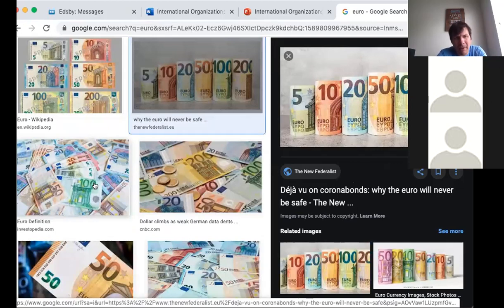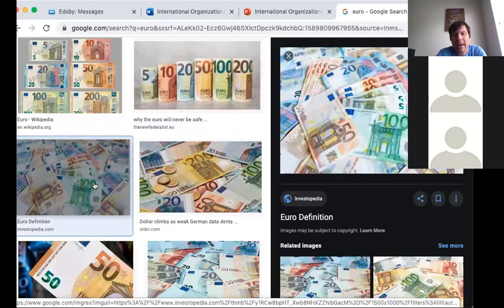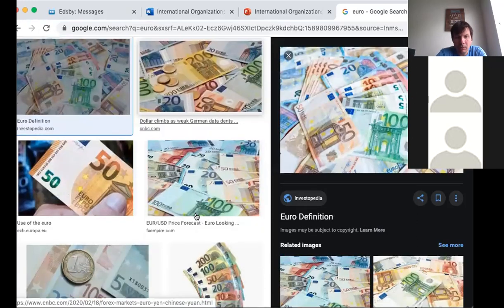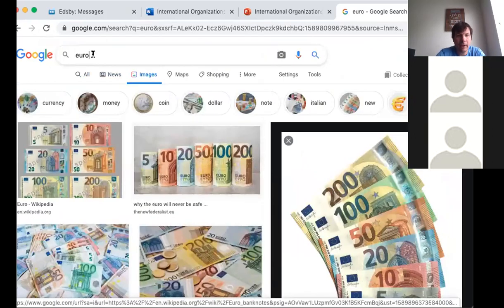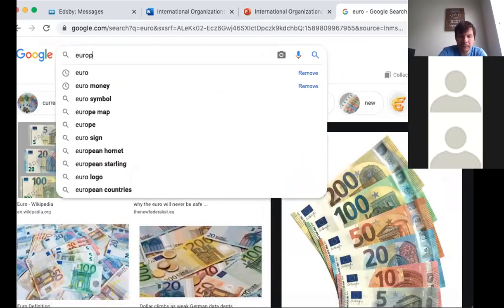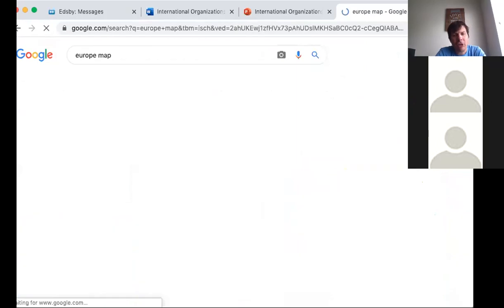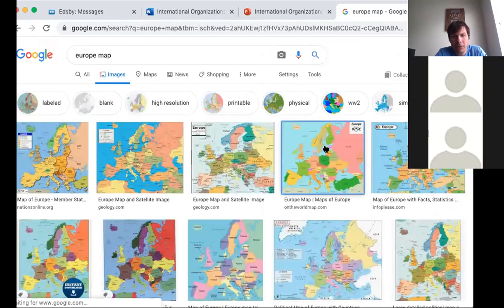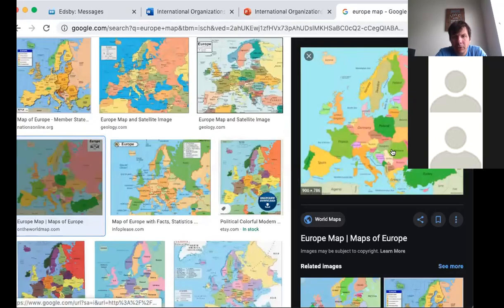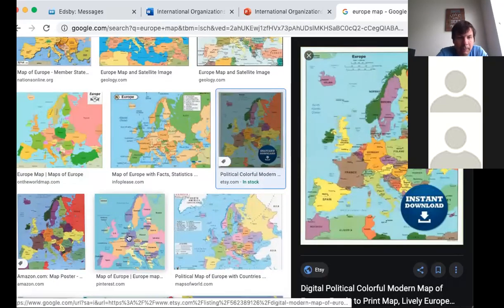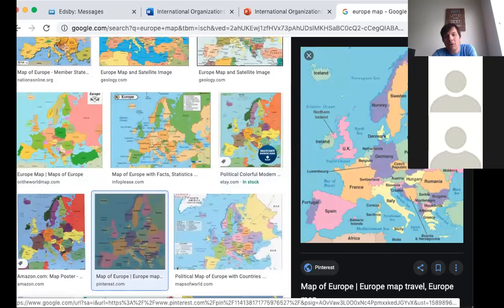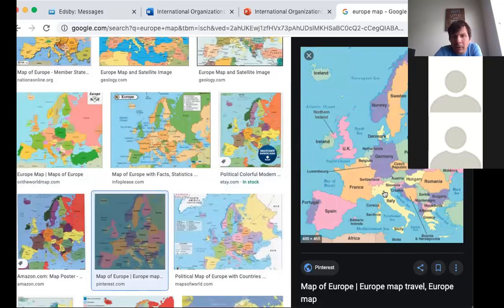The money is roughly about the same as the US dollar. Anywhere in Europe that you go, they take euros, and maybe some pounds, but they'd make you change it out. So here's a map of Europe. There's a lot of little tiny countries around here.